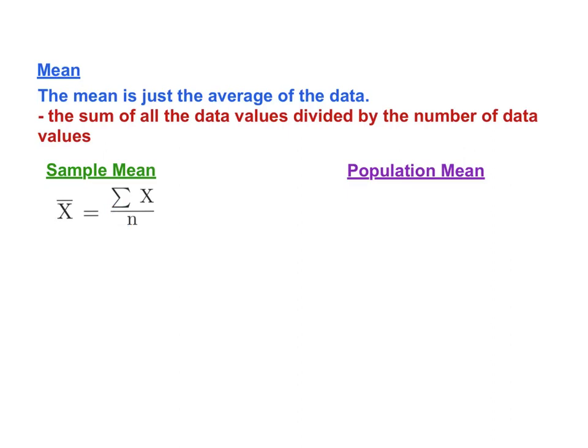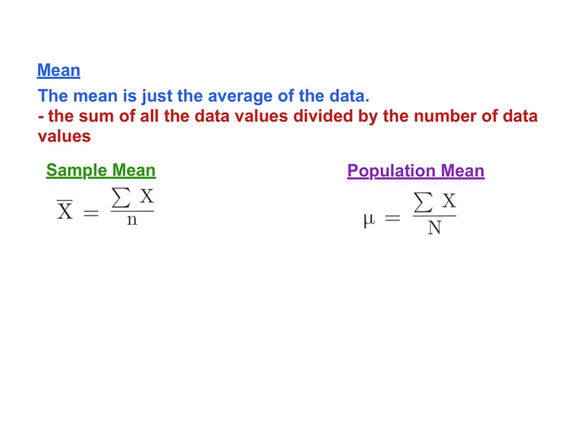Again, the idea is the same for the population mean. The notation is a little bit different. So here's the population mean. This is a lowercase Greek letter mu. Those of you who are in Mu Alpha Theta, that's a lowercase mu. And again, sigma x, you're still adding up all the values, and now it's an uppercase N. It's still the number of values. It just happens to be all of the values of that population.